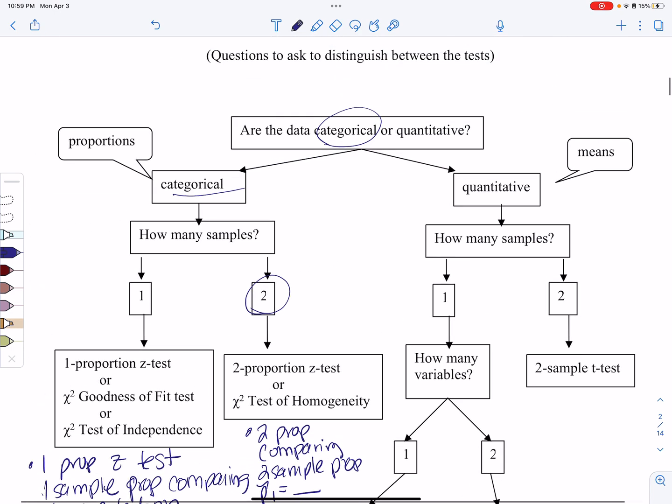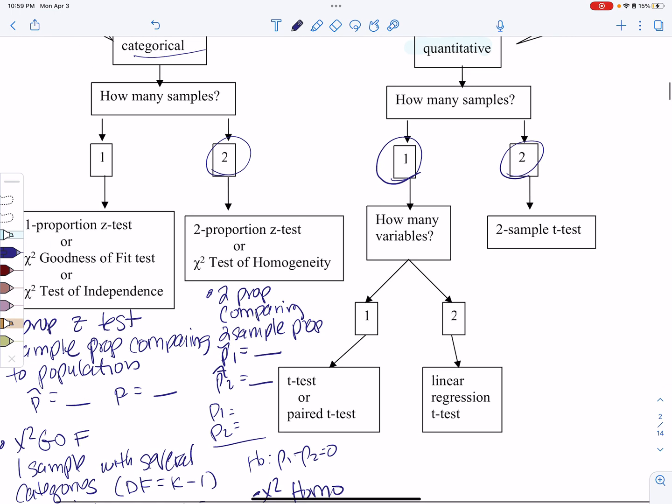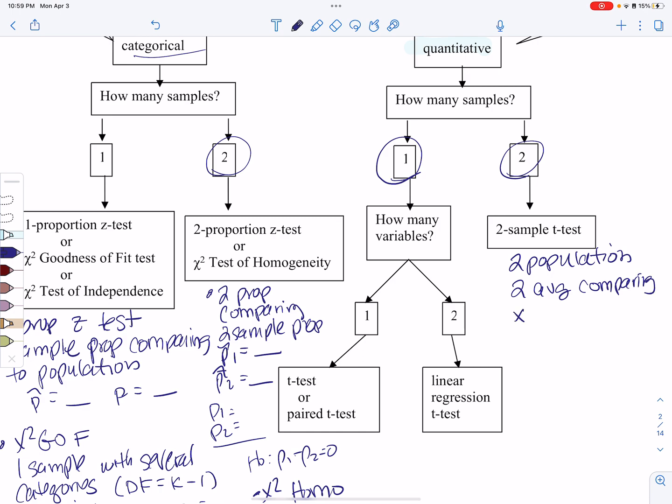Okay, let's jump back up here now and check out our quantitative. So if it's quantitative, that means I'm asking for averages, for means. If I ask what the average is, here are our choices. Okay, how many samples do we have? We have 1 or 2. Well, if I have 2 samples, that's easy. 2 sample t-test. Well, what that sounds like is that you have 2 separate populations and you have 2 averages that you're comparing. So you have x1 bar and x2 bar. And here, of course, you have mu1 minus mu2 is equal to 0, the same thing in your H0.